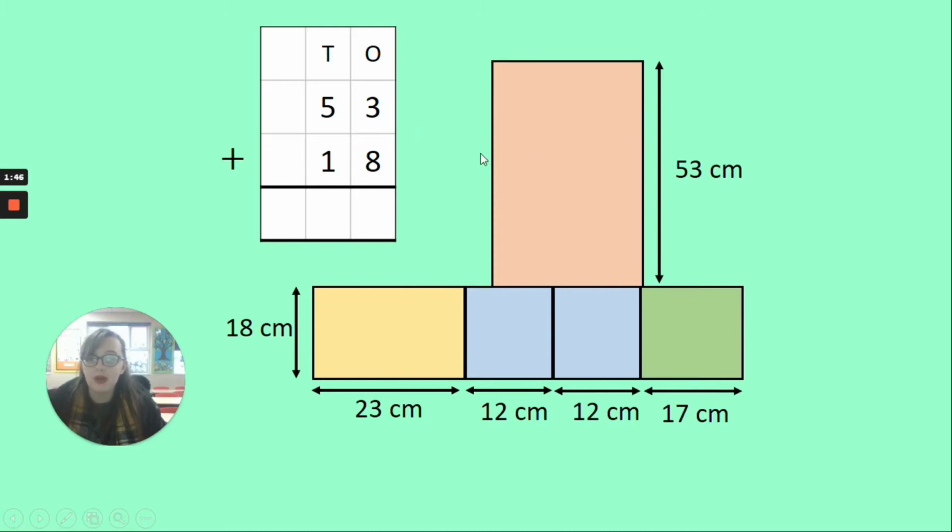I can use my column method to add these numbers together. So 3 add 8 is 11. I have to carry the 1 over. 5 add 1, add the one we've exchanged at the bottom, gives us 7. So we know that the height of this tower is 71 centimetres.